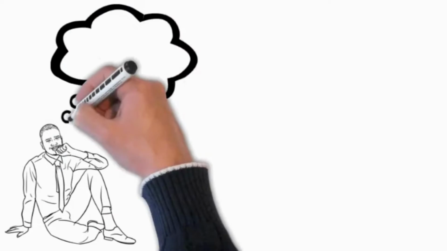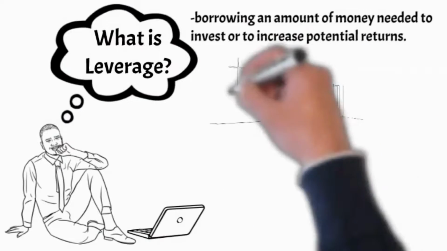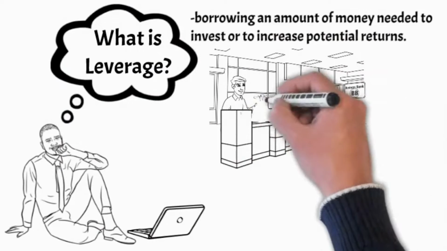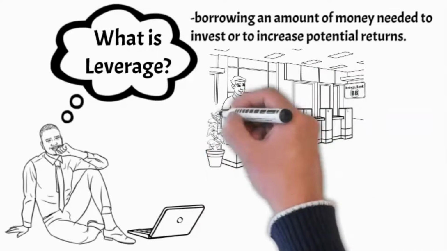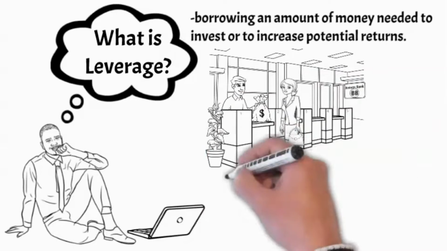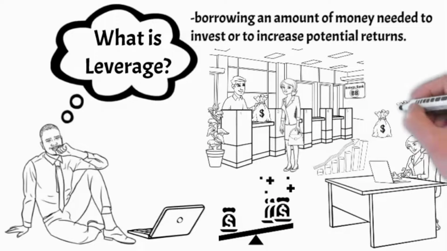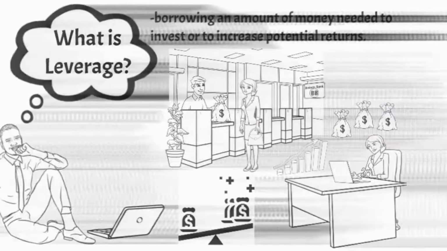What is leverage? Leverage has been defined as borrowing an amount of money needed to invest or to increase potential returns. It is using something smaller to control something bigger. It is also known as leverage trading, which allows a trader to open positions larger than his capital. When it comes to Forex, the money is borrowed from a broker.